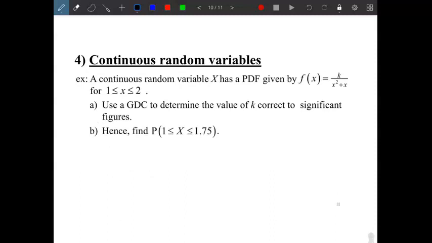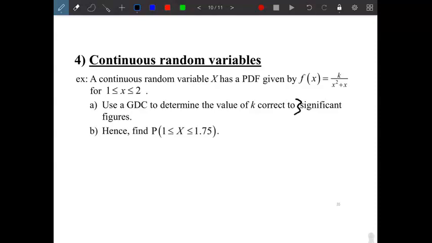Now, if we were to work on this example, we have a continuous random variable X that has a probability density function given by f of x equals k over x squared plus x, for x between 1 and 2. We need to use our GDC to determine the value of k correct to 3 significant figures.